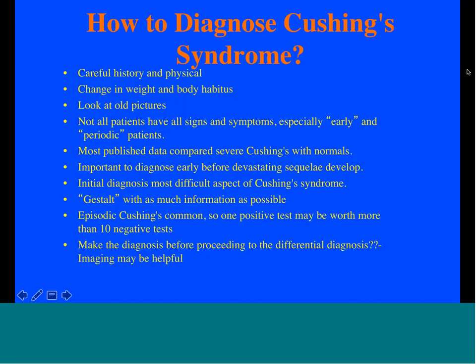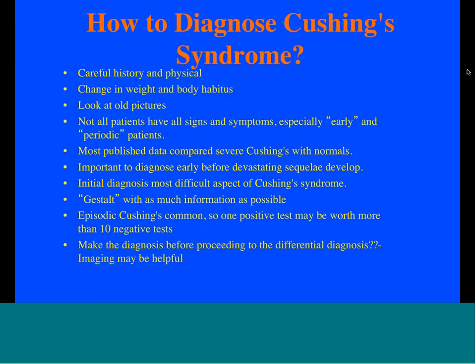First of all, you look at a careful history and physical. You look for change in weight and body habitus. Try to look at old pictures. Not everybody has early signs and symptoms, especially the early and the periodic patients that we'll talk about. The problem is most published data compare severe Cushing's with normals. And it's important to diagnose early before the devastating sequelae develop.